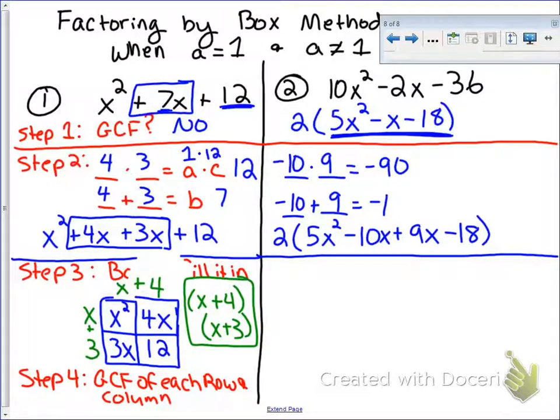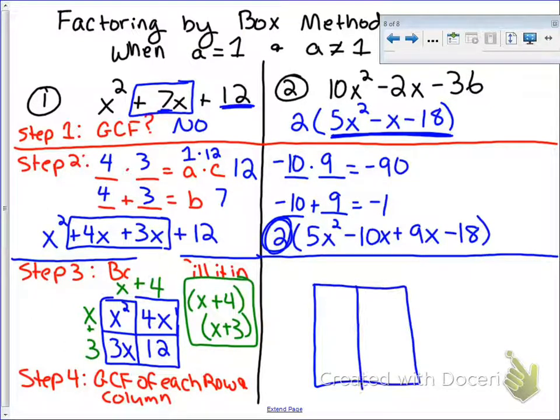Now for the box. Okay, so we're not going to worry about this 2 out here right now. This 2 is just along for the ride. We factored it out at the beginning. It's just following along. So we are only doing the box for what's on the inside of the parentheses. So this is 5x squared. This is negative 10x. This is positive 9x. And this is negative 18.